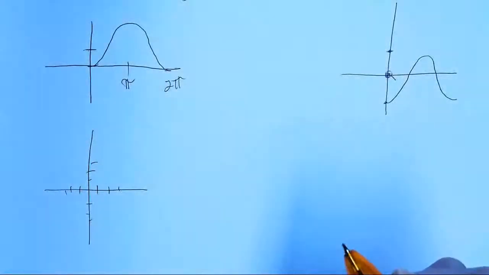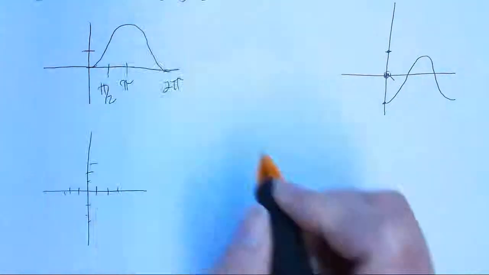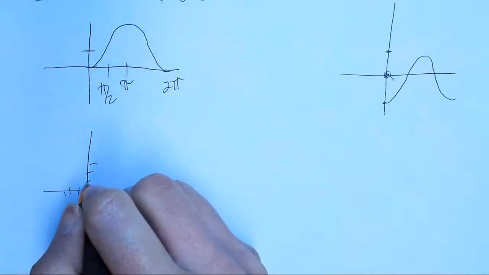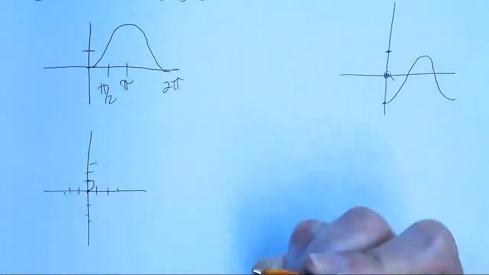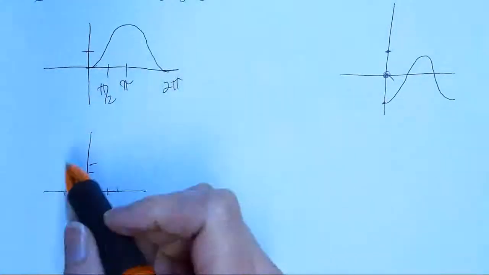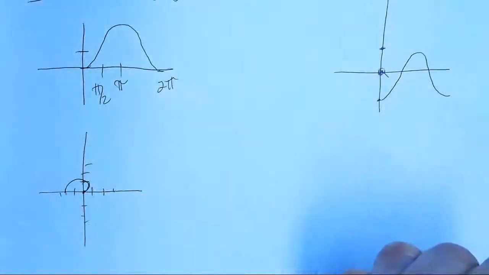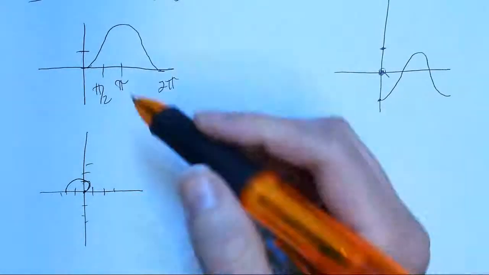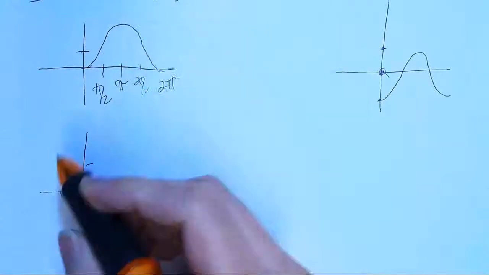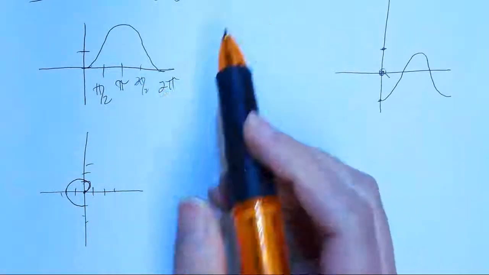Okay, from 0 to pi over 2, it's going from the pole to 1. So 0 to pi over 2, it's going to 1. From pi over 2 to pi, it's going to 2. So again, increasing, bigger, going to 2. From pi to 3 pi over 2, it is decreasing to 1. And then from 3 pi over 2 to 2 pi, it's going back to the pole.